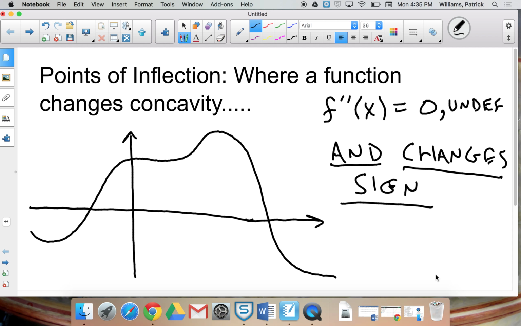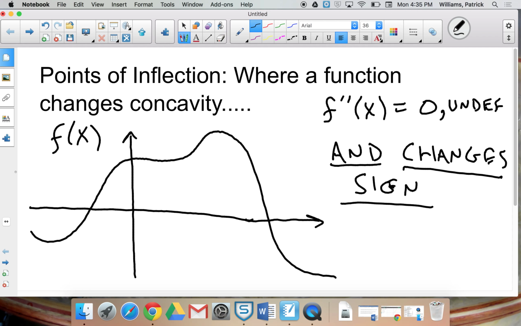I've got a function right here that I just drew. This is going to be the function, we'll call it f of x. See really quick if you can identify, maybe point out with your finger on the screen, points where we would have a change in concavity or a point of inflection.